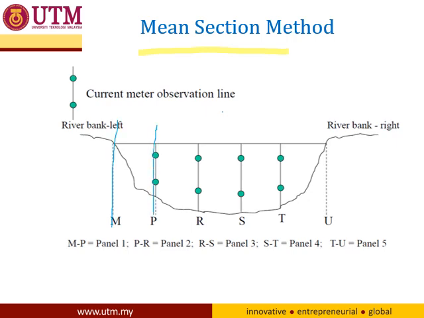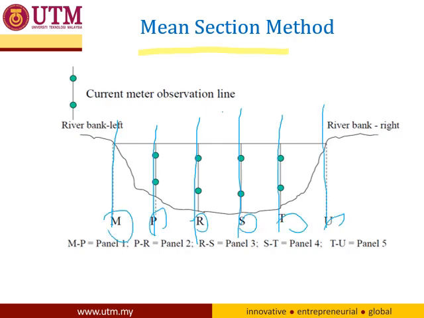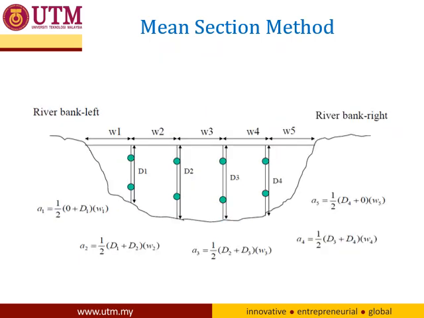It's based on the observation of the velocity data. So this is M, P, R, S, T, U. Before it's in the middle, but now it's on the same line as the velocity measurement. So we call this the mean section method. So how do we calculate using the mean section method?